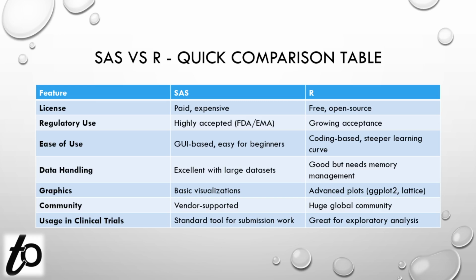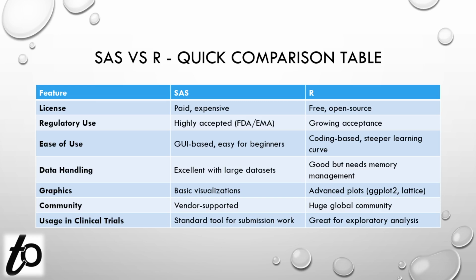So when you check the key differences between SAS and R, let's keep them side by side. For the license, SAS is paid and expensive, and R is free and open source. SAS is used mainly in pharma, clinical trials, and the FDA, whereas R is used mainly in academics, data science, and research. Okay, so ease of use: SAS has a graphical interface available and is user friendly. R requires code knowledge.